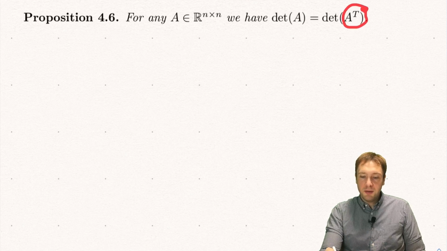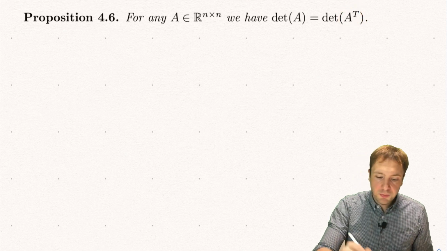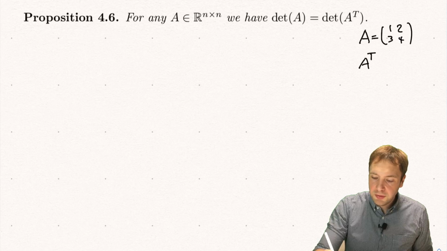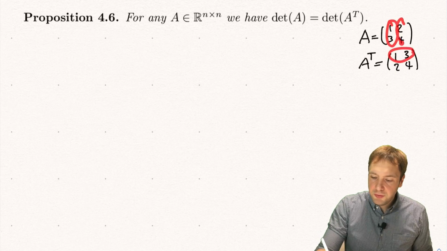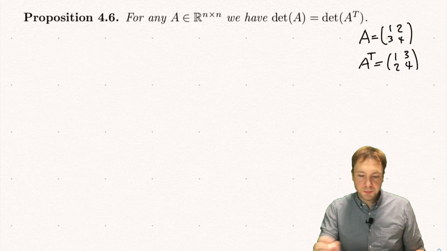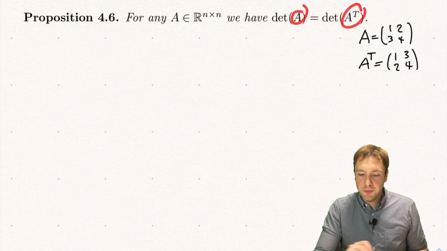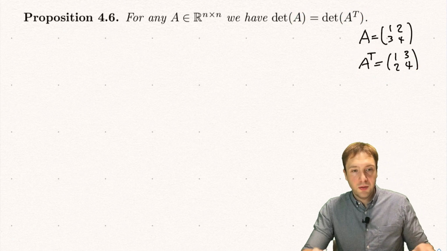And remember this notation here, A^T, the transpose of A, which was obtained by changing the rows and columns. For example, if I have a matrix 1, 2, 3, 4, then the transpose just means that the first column becomes the first row, the second column becomes the second row. And now we want to show that the determinant of this matrix A equals the determinant of the matrix A transpose.